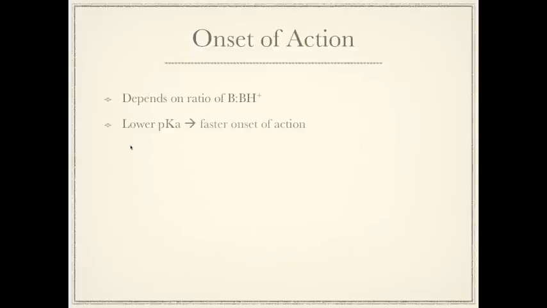Okay, onset of action. So onset of action depends on the ratio of your uncharged weak acid local anesthetic to your charged form. So remember the graph I brought up before demonstrated the lower the pKa of the local anesthetic, the more of that local anesthetic is going to be in its uncharged form, which means that there's going to be a faster onset of action.